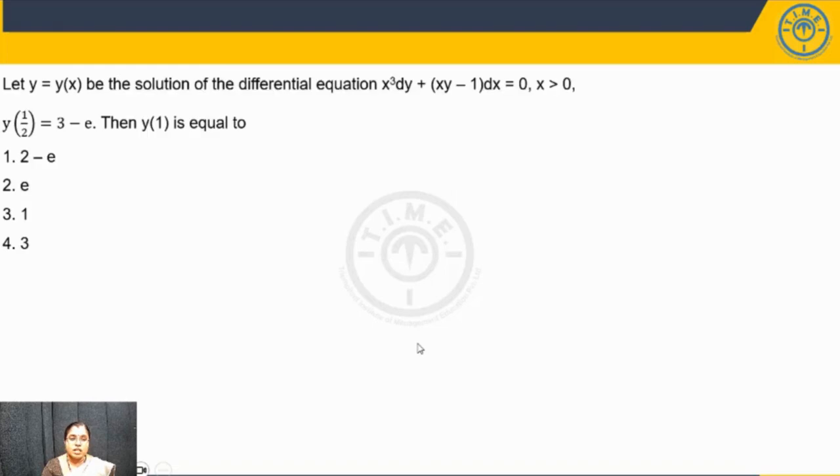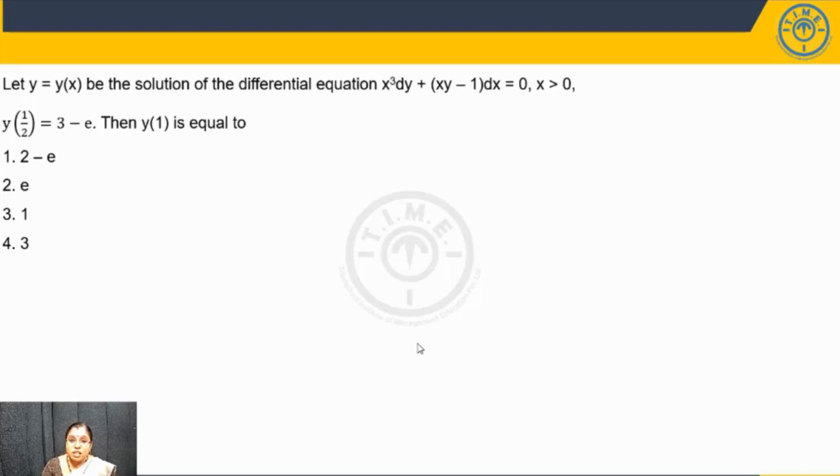Our first question is: let y equal to y of x be the solution of the differential equation x cube dy plus (xy minus 1) dx equal to 0, x greater than 0, and we are given that y of half is equal to 3 minus e. We have to find the value of y of 1.